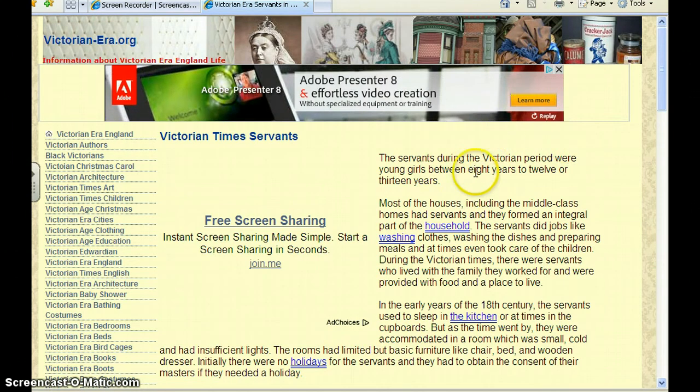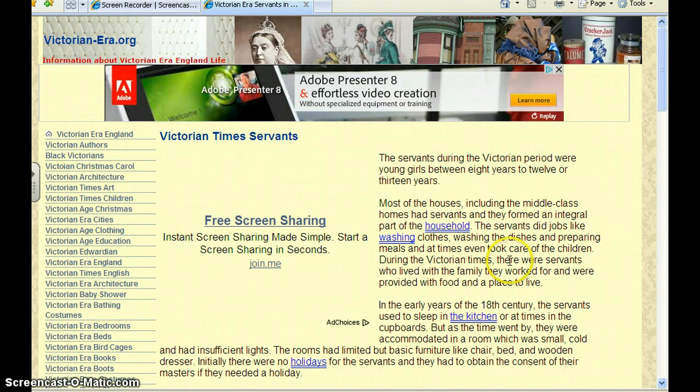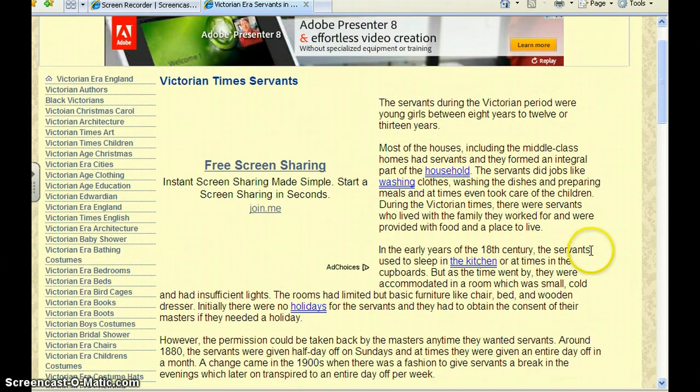So we would just start by reading. Servants during the Victorian period were young girls between 8 or 12 or 13. Most houses, including the middle class homes, had servants. Oops, unfortunately, there are going to be some ads on here. They did jobs like washing clothes, washing dishes, preparing meals.